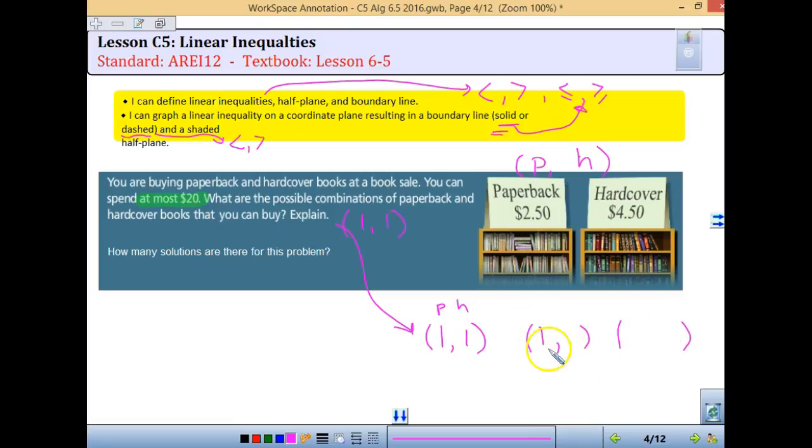Easy one. If I have just 1 paperback, can I have 2 hardcover? Yep, that works. That's less than 20. So I want you to come up with at least 3 of them. Write those ordered pairs for me, okay? Ryan, give me 1 more. 2 and 2. 2 and 2. Otto, you have another one? 3 and 2. 3 and 2 is going to work.